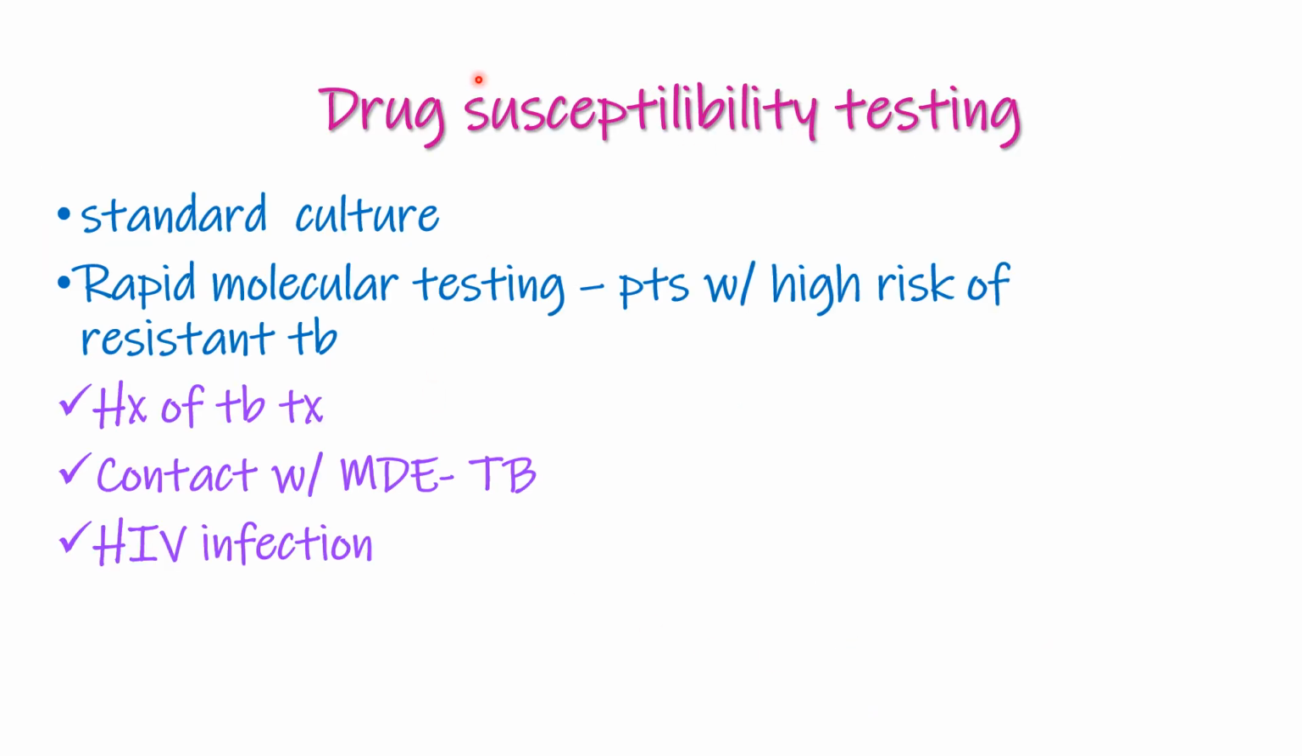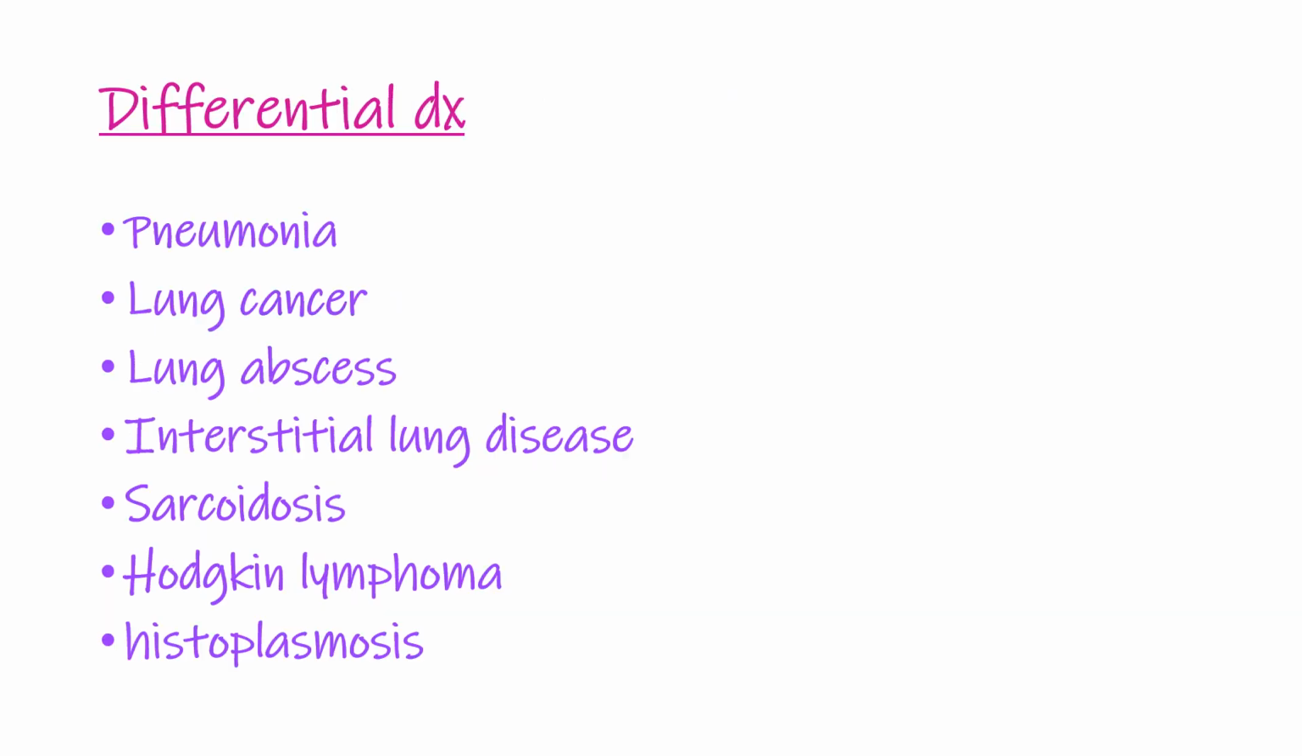So drug susceptibility testing. You have 2 methods. You can do the standard culture, or you do the rapid molecular testing, as I said, the NAAT, in patients who are at a higher risk of resistant TB. These are the patients where you need the results immediately to make your decision. These are patients who have had TB before and now have TB again, patients who have come in contact with resistant TB, multidrug-resistant TB, and patients who are HIV positive.